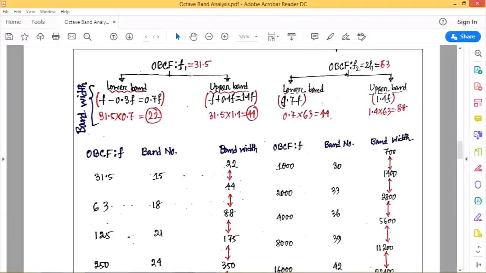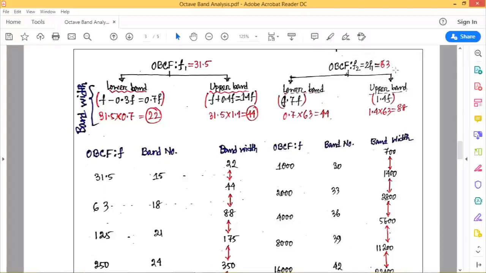So for an example, if we take the first frequency of the octave band central frequency as 31.5, then the lower band you can calculate by multiplying it by 0.7, and it will give you 22. Similarly for the upper band, 31.5 multiplied by 1.4 will give you 44. Now come to the next frequency. The next frequency was 63. You can check from the list.